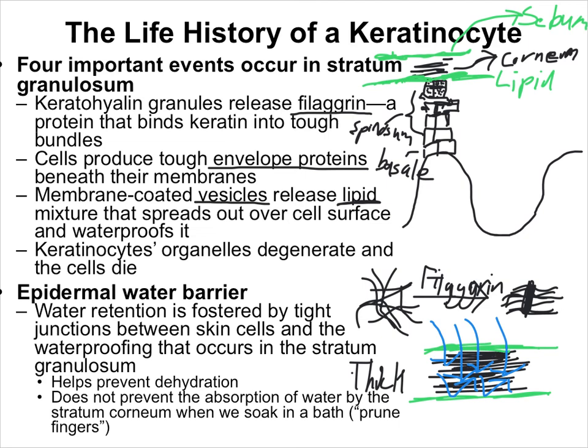So they produce filigrin, which binds their keratin together. They produce tough envelope proteins that help to protect the cells. They release a lipid mixture that goes to waterproofing underneath the stratum corneum, and then they die. Pretty important event.